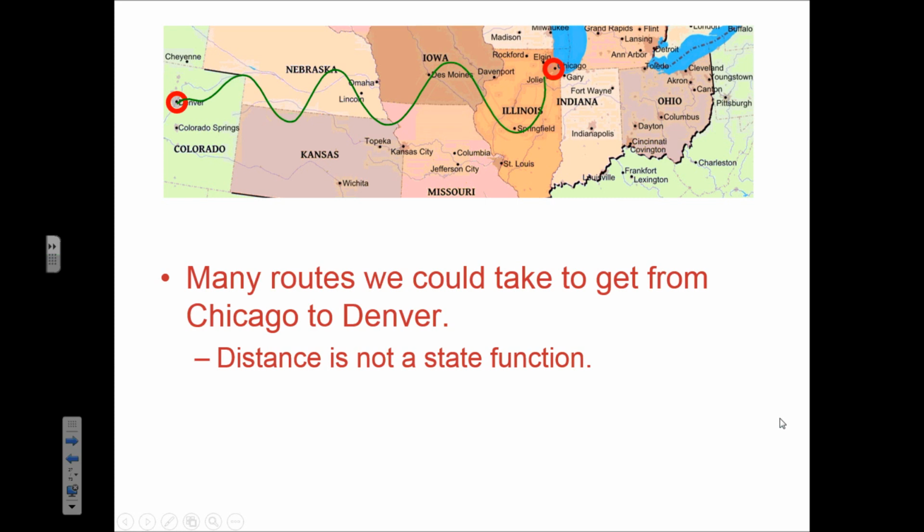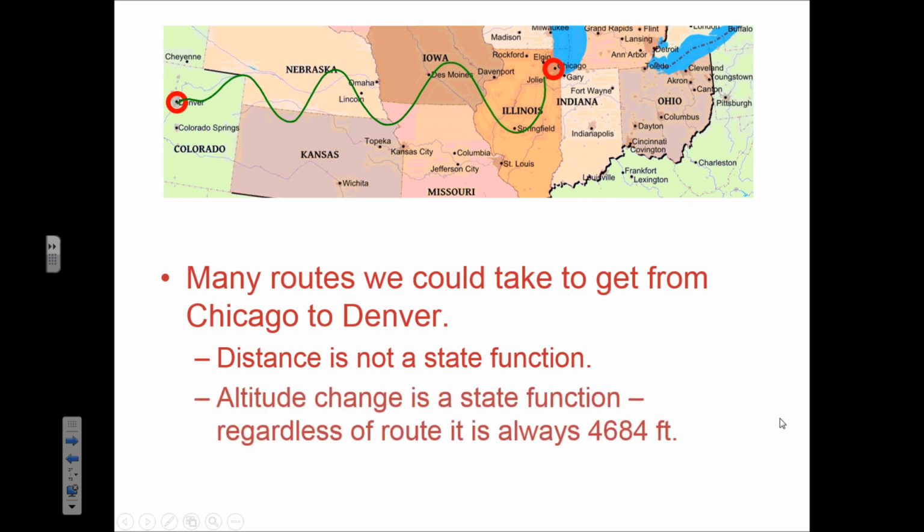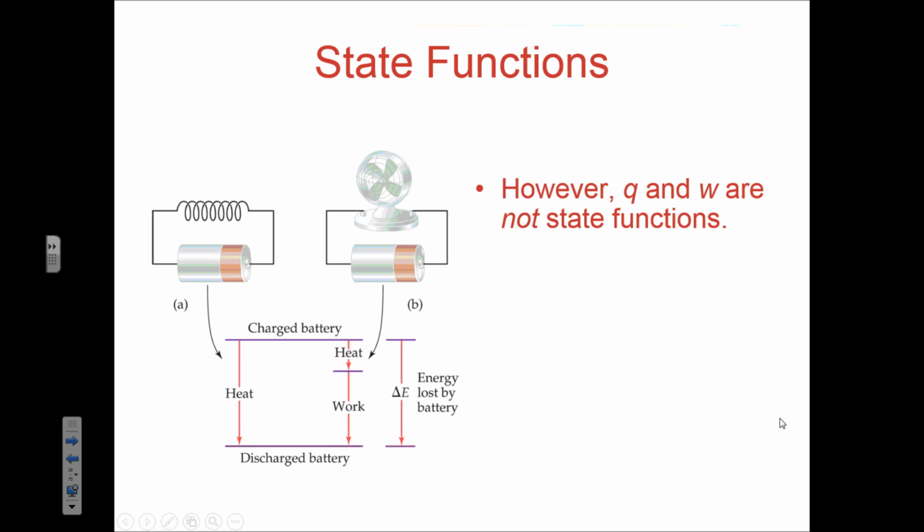Remember, state functions are things that are independent of path. They're only dependent upon what you started at and what you ended up at. So our actual distance is not a state function, but our change in altitude is. When we went from Chicago to Denver, it doesn't matter how many times we went up and down. Our actual change in altitude is going to be the same regardless of the route we took. It's going to be 4,684 feet difference between the two. So the change in altitude would be a state function, something that's independent of path. But the distance we traveled, the actual path we went, is dependent upon path.